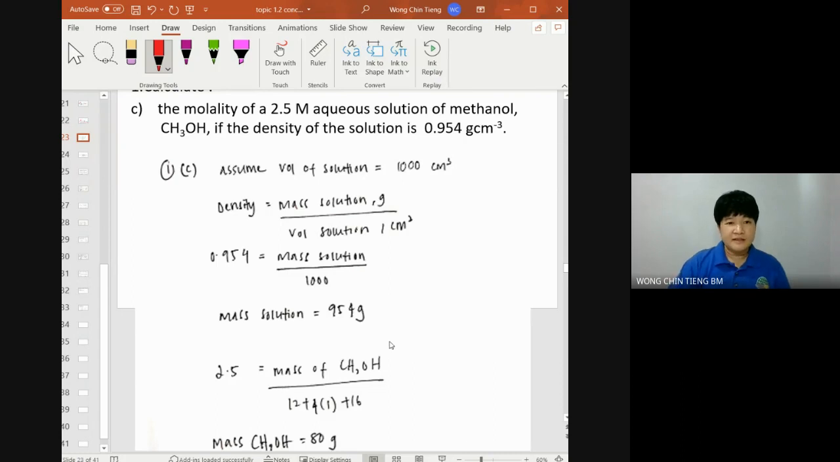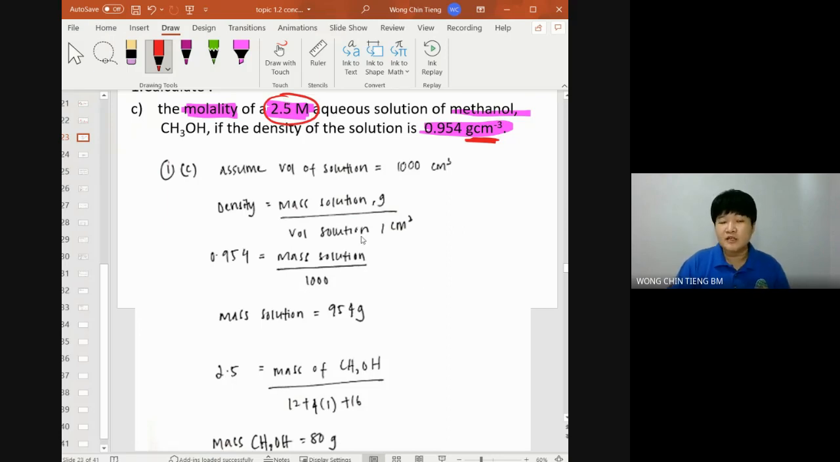Let's see. We have an assumption. We started off with the assumption, your friend. The question is asking for molarity. I have 2.5 M. Okay, 2.5 molar of the aqueous solution of methanol if the density of the solution is given. So, density is given. Be very careful with the unit of density. The question gives 2.5 molar. Straight away we know that is molarity.